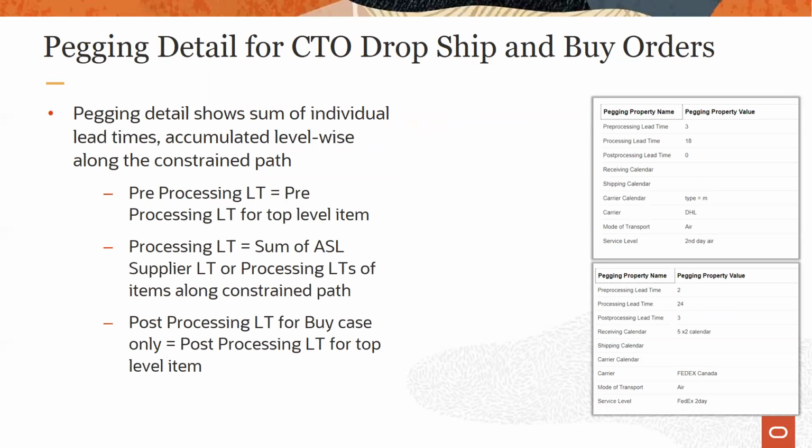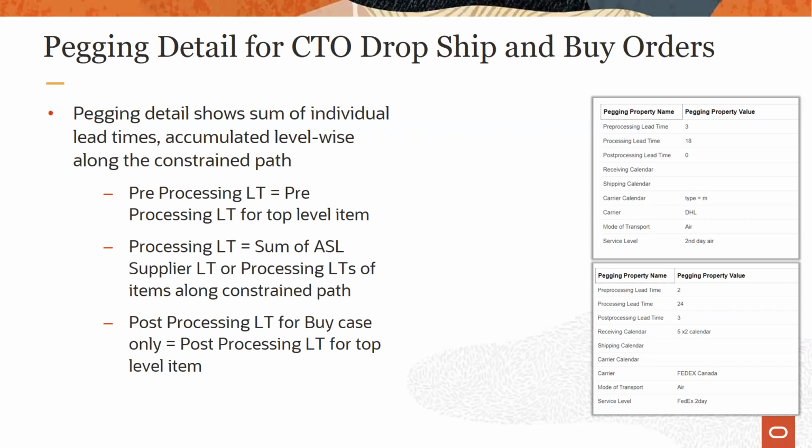The pegging details show the lead times that have been calculated when GOP promises the configuration. For dropship cases, the pre-processing lead time value is shown as the pre-processing lead time of the dropship model. The processing lead time would be the sum of the processing lead times of all the constrained items rolled up to their parent level models and summed up for each level of the CTO item structure.